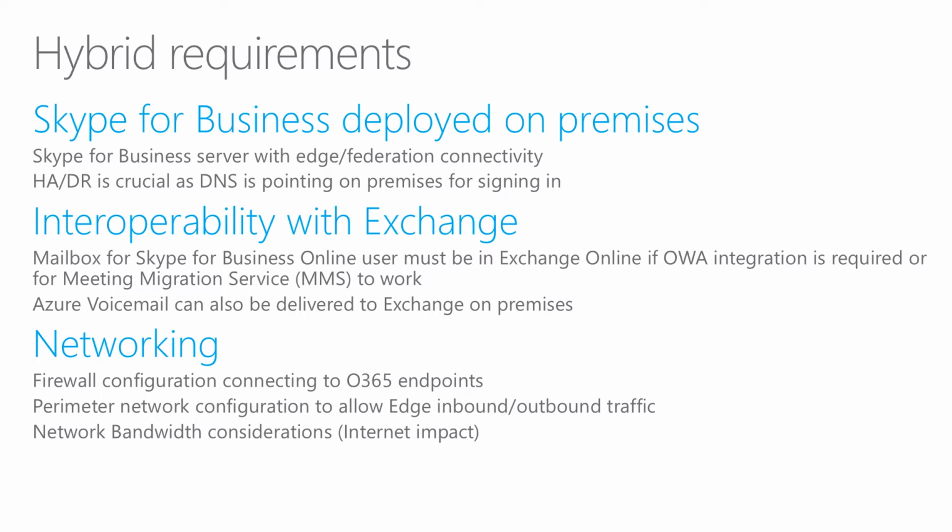So continuing here, in order to have hybrid, you need Skype for Business deployed on premises, or the other versions like we depicted in the previous slides. So basically you will need Skype for Business Server with Edge Federation connectivity, and be aware that high availability and disaster recovery on premises is quite crucial, as for hybrid, DNS is pointing to on premises for signing in. So if you lose your on-premises environment, you will encounter issues signing in in certain circumstances.